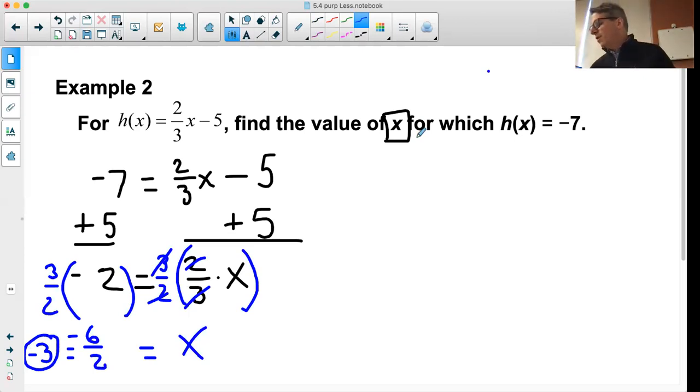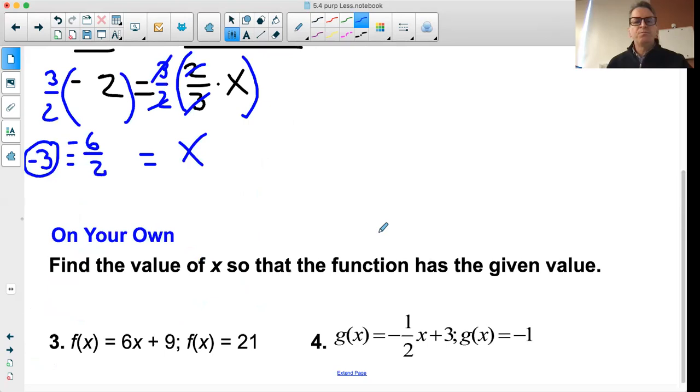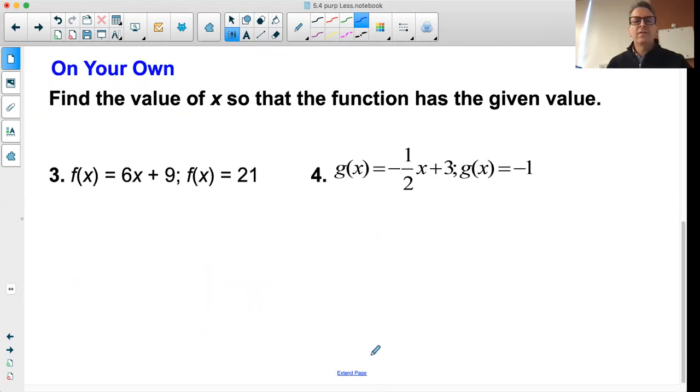Okay, that brings us to our next two on your owns, numbers 3 and 4. Find the value of x so that the function has the given value. Okay, let's take a look at those two. Find the value of x so that the function has the given value. All right, so again, we're going to start out by substituting in for f at x, which is 21. Okay, so 21 will be the f at x.